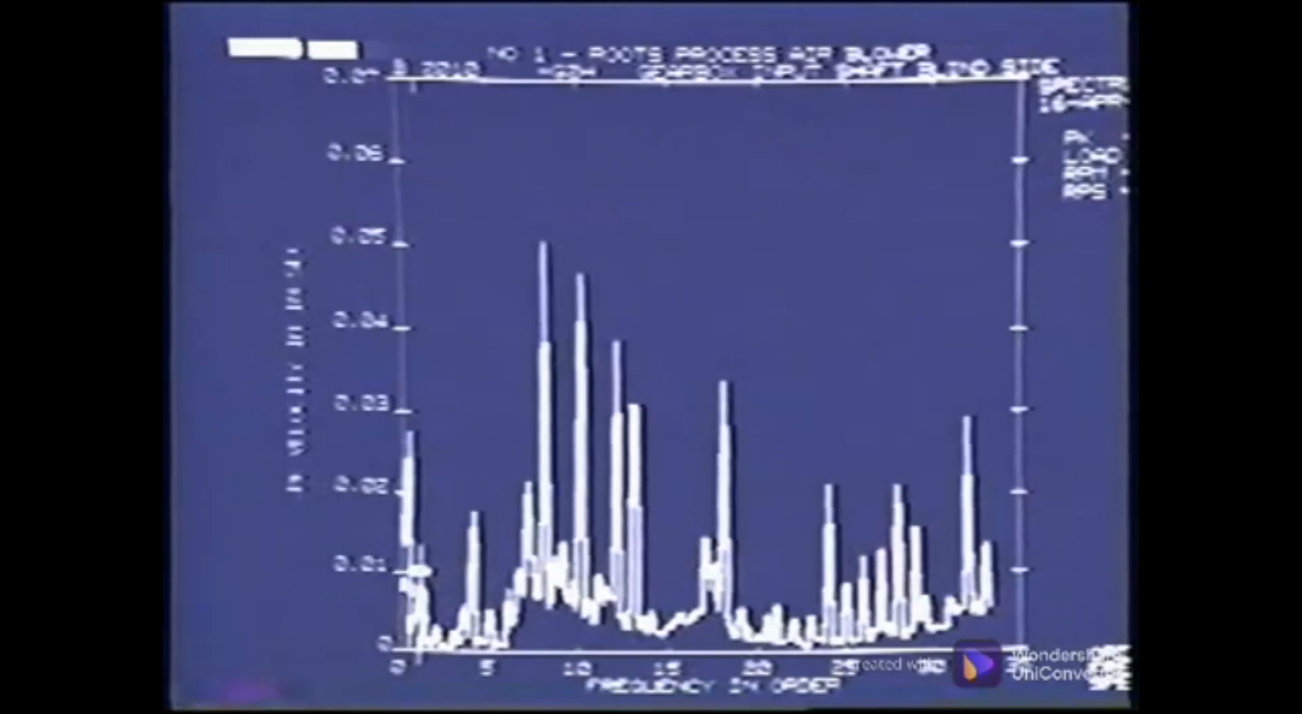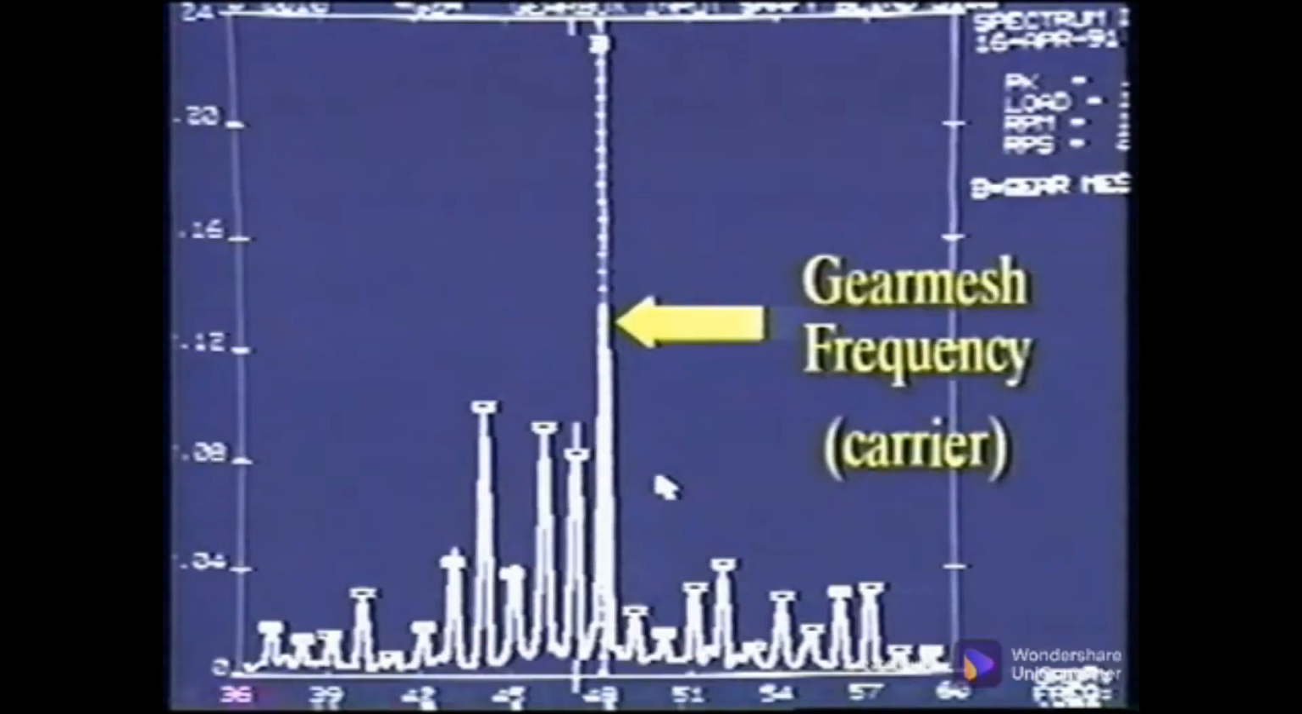The 1 times turning speed peak is present in the spectral data. However, its amplitude is very low and could have been missed by the analyst. As a result of the modulation, this event shows up as sidebands spaced at shaft speed around the gear mesh frequency. Gear mesh frequency is the carrier frequency in gears.